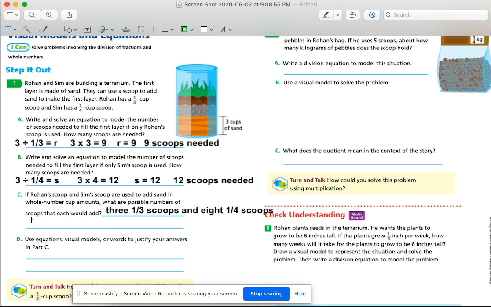Here's another way. Let's say I used the 1/3 scoops twice. So instead of using only 3 of them to make 1 cup, what if I used 6 of them? Now I have 2 cups, right? So 6 1/3 scoops. That means now I only need 1 more cup to finish my 3 cups. So instead of needing 8 1/4 scoops, because that would give me 2 cups, I only need 4 1/4 scoops.